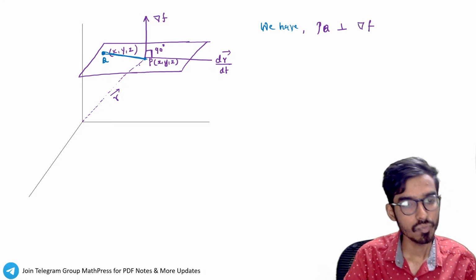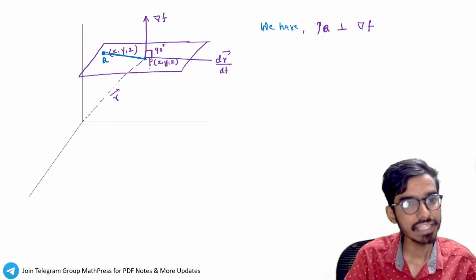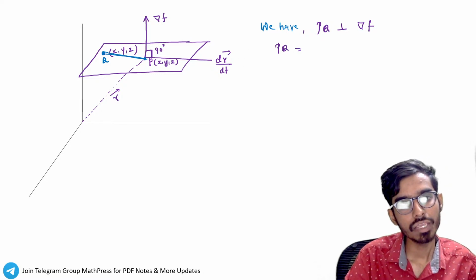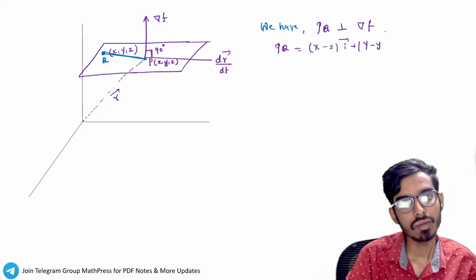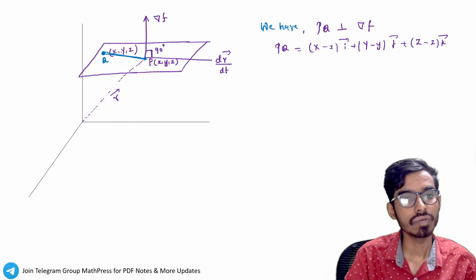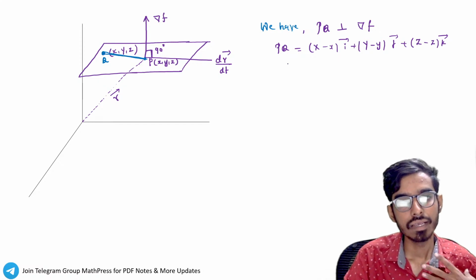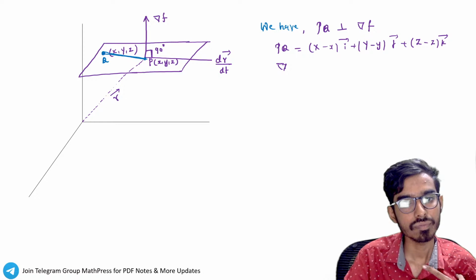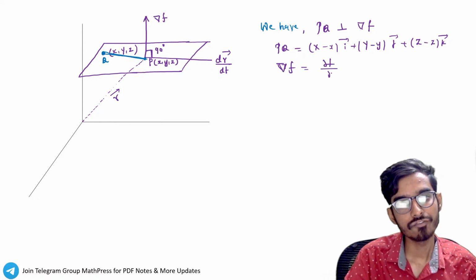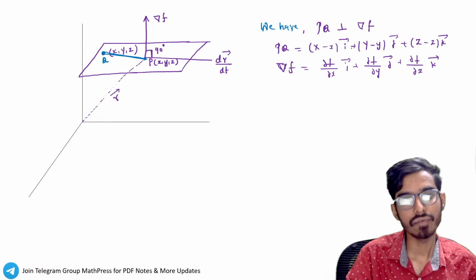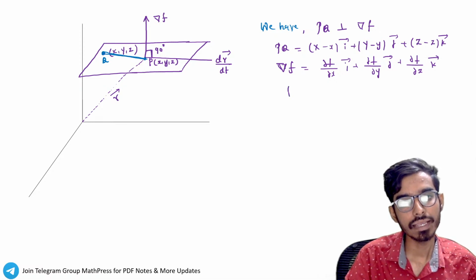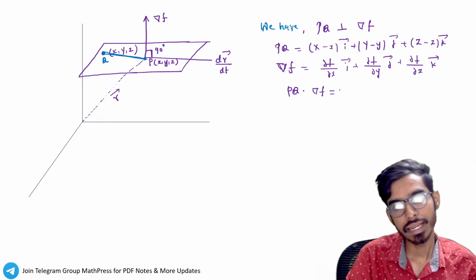Now, what is PQ? PQ is the line joining these two points. So we have PQ equal to (capital X minus small x) i vector, (capital Y minus small y) j vector, (capital Z minus small z) k vector, right? So X minus x, Y minus y, Z minus z. And we know del F. So del F is dou F by dou x i vector, dou F by dou y j vector, dou F by dou z k vector. So when these two are perpendicular, that means PQ dot del F will be 0.